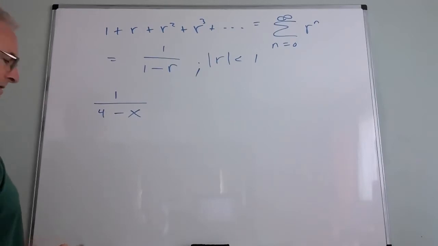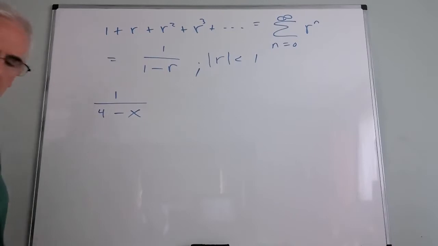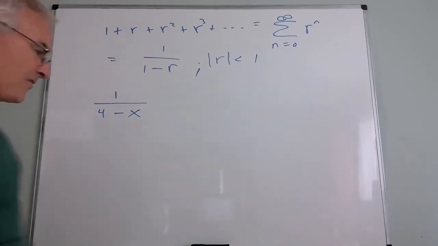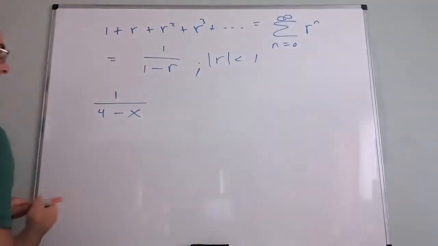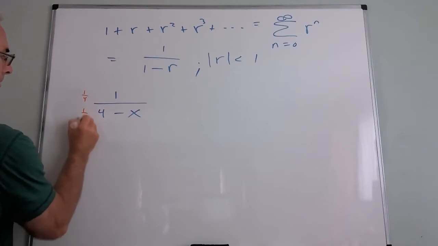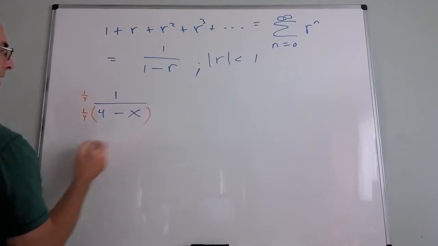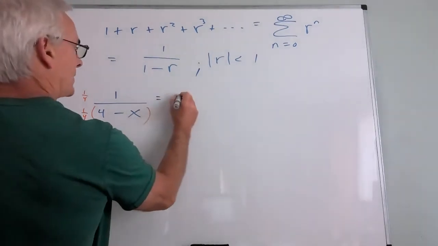Well, how the heck can I write this as a summation? Can I make this look like this? Oh, yeah, but I got a 4 there. How do I get rid of that 4? How do I deal with that 4? Well, what if I do this? Could I multiply top and bottom by 1/4? Is that a legal move, first of all? Yes. So now, how about if I write it this way?